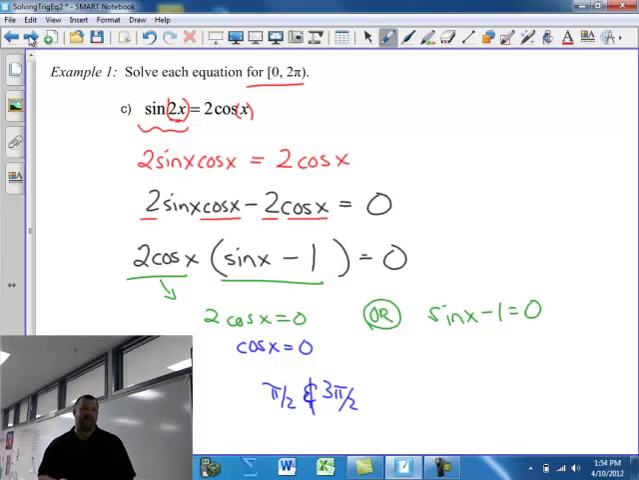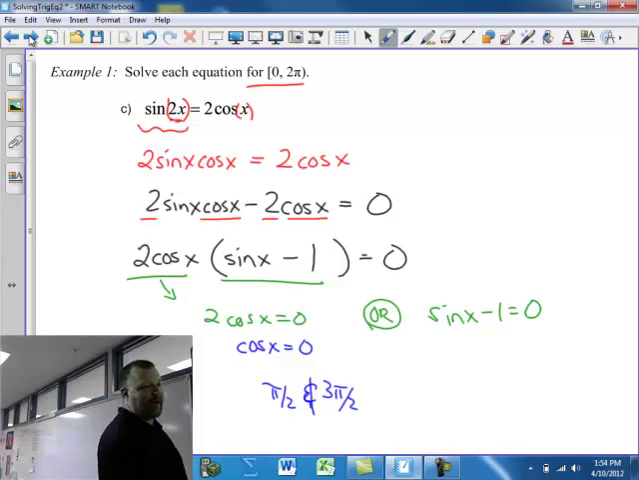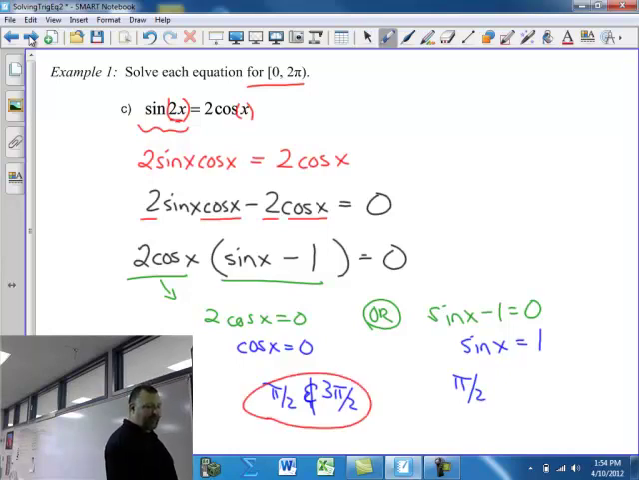All right. Sine of x minus 1 equals 0 means that sine of x would equal 1. And where does that happen? That also happens on the y-axis at pi over 2. At 3 pi over 2, it would have been negative 1, correct? Correct. So we have 2 answers here for x, and we have another one that's just repeated.